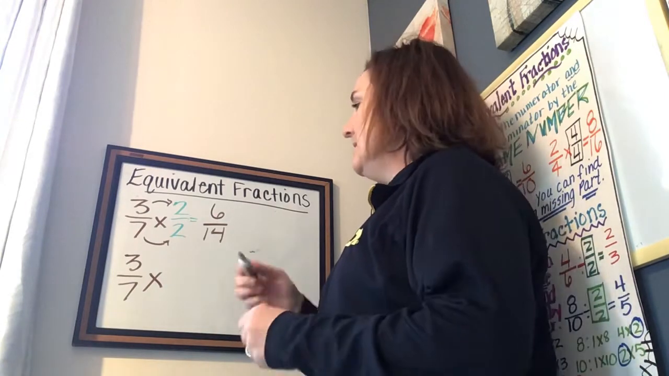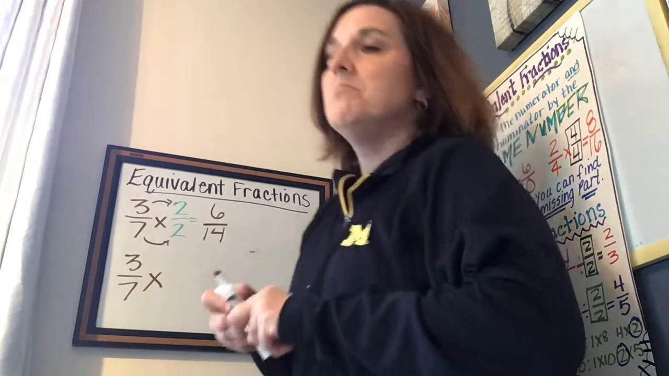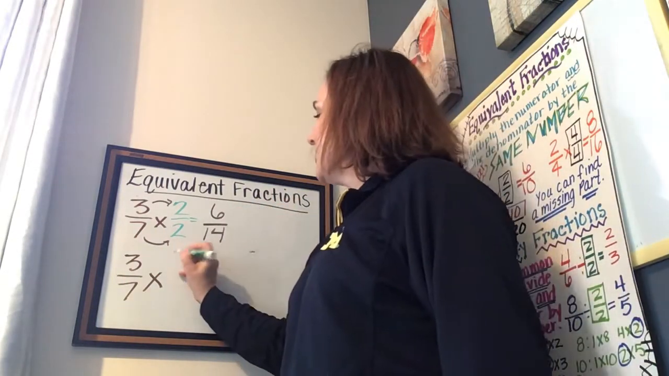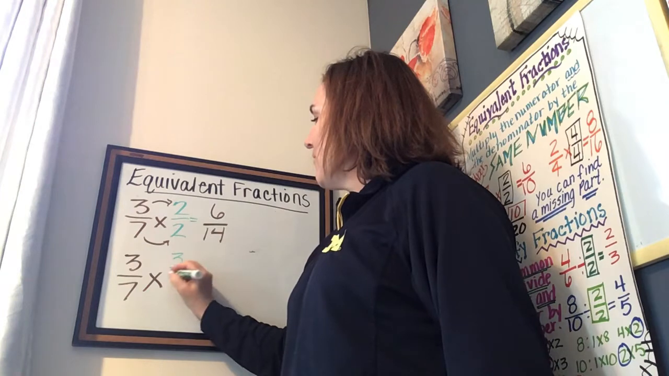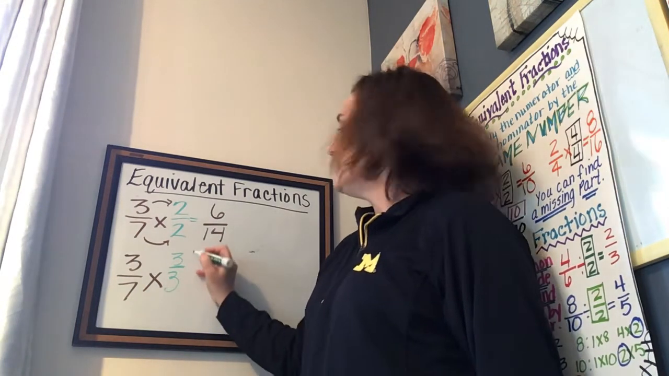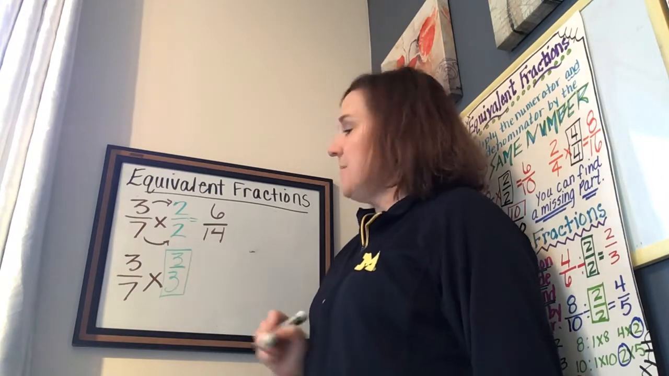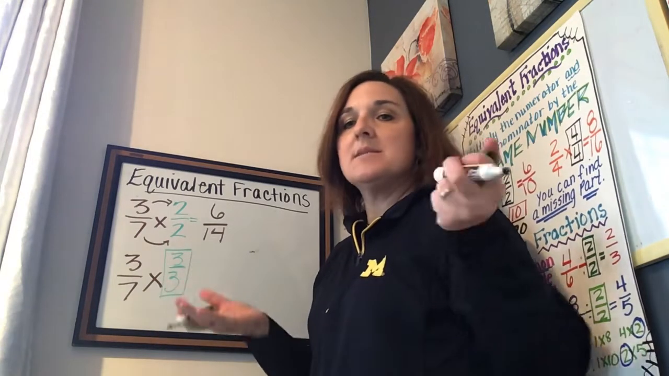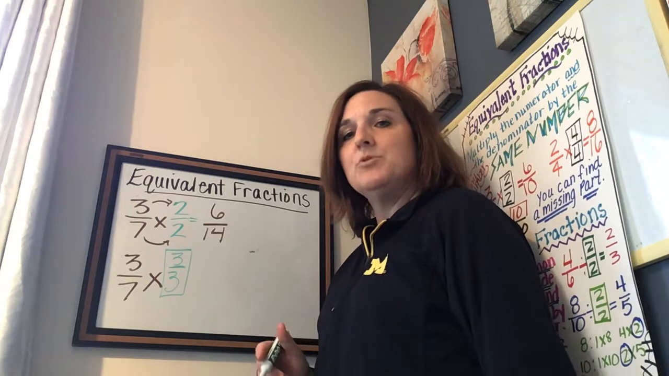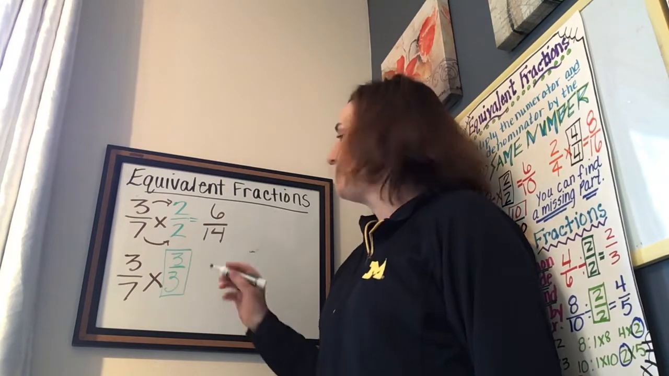Our second is 3, I believe I've used for those notes. And we're going to do 3/3. Anything you do on the top, you have to do on the bottom. You have to have this the same. Otherwise, it's not equivalent. You have to balance that scale. So if you want to, you can go ahead and put that in a box because that's going to help you to remember that they have to be the same number.